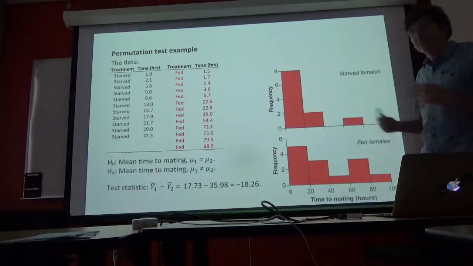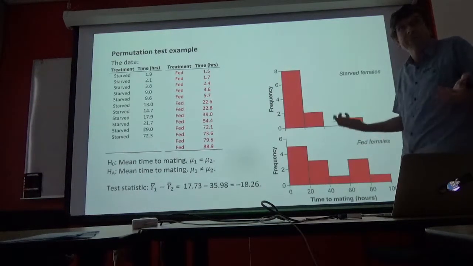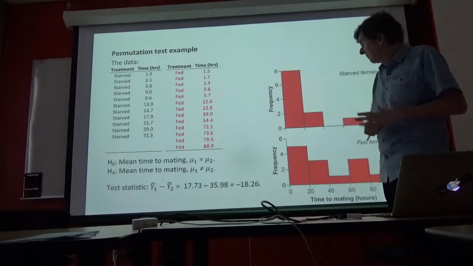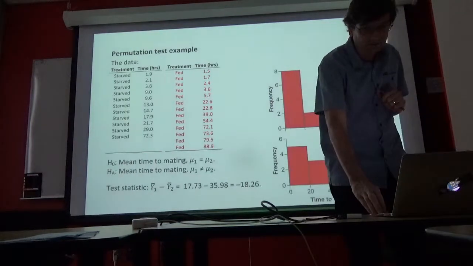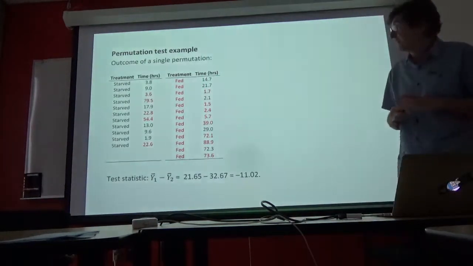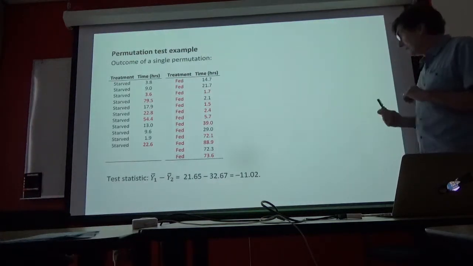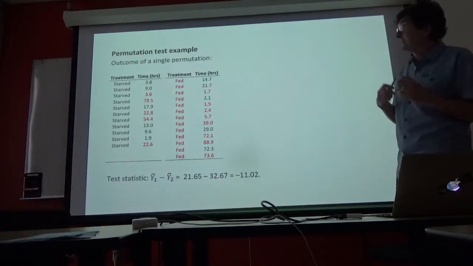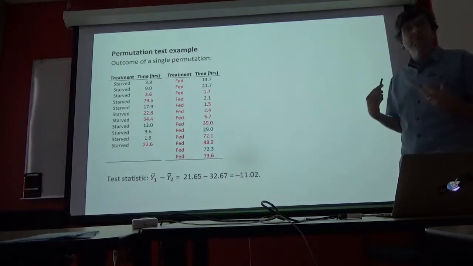Okay, so I didn't need to convert this to a t-statistic or anything like that because we're not using the normal distribution. I'm just going to use the raw difference between the means as the test statistic. And then I'm going to use the computer to carry out a permutation test. The first thing I did, for purposes of illustration, is show you what a single permutation actually looks like.